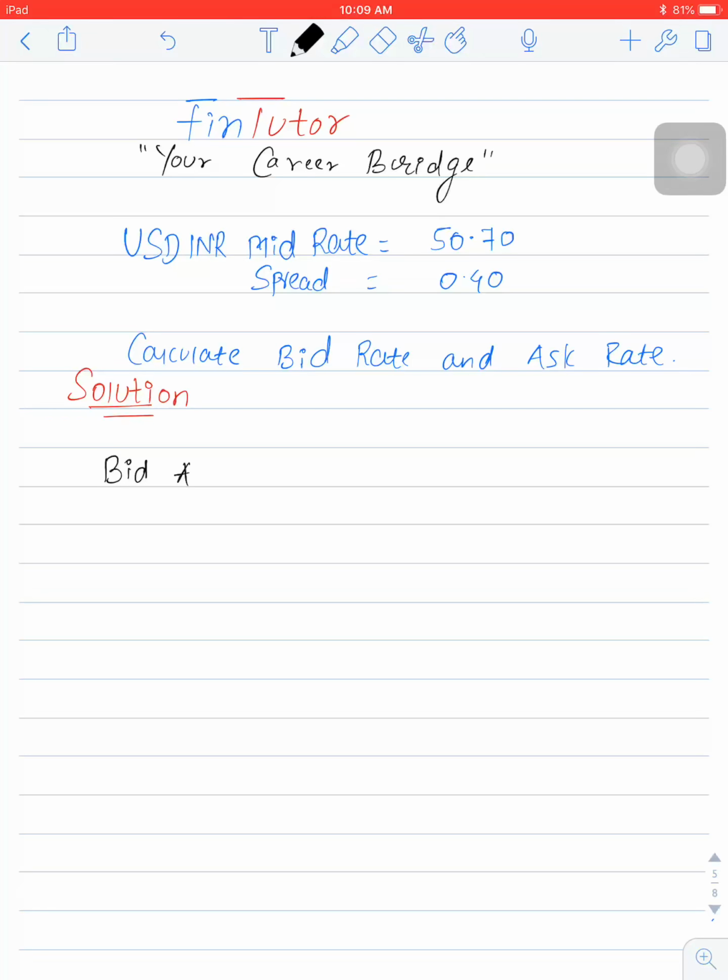So the formula to calculate bid rate is mid rate minus spread divided by 2. Now let's understand the logic behind this formula. What we are doing over here, we are using the minus sign. And why are we using the minus sign here? Because we need to compute bid rate, and bid rate is less than ask rate. So we need to basically compute the lower value. So that's why, in order to reduce the value, we are using the minus sign.